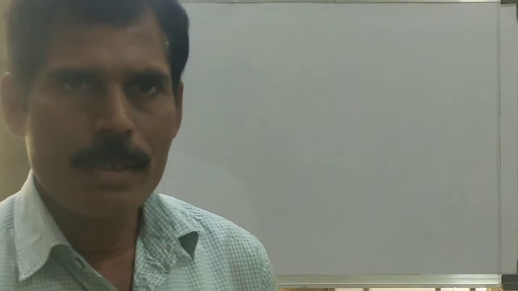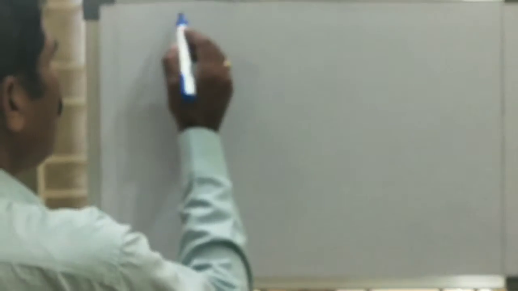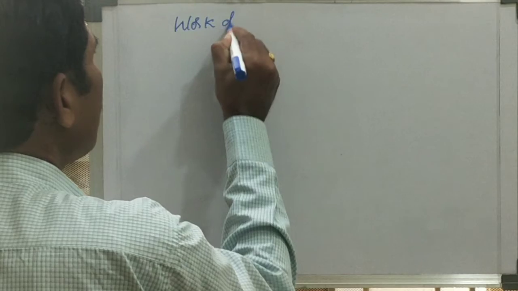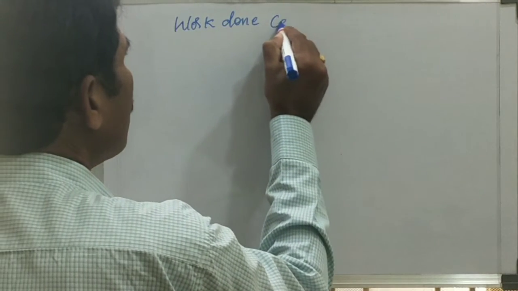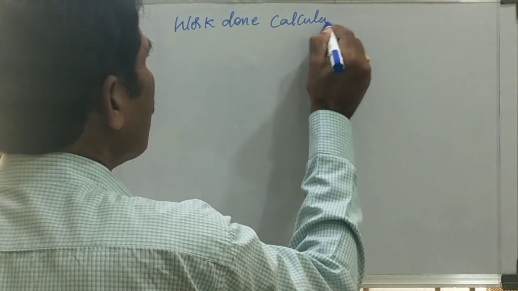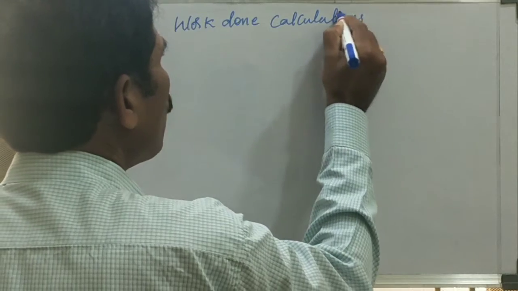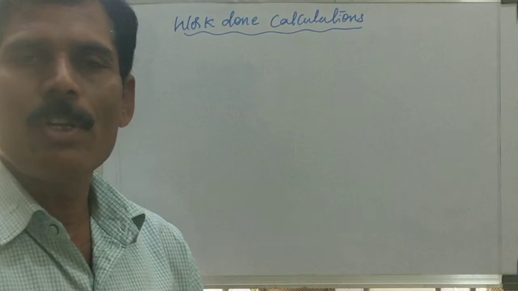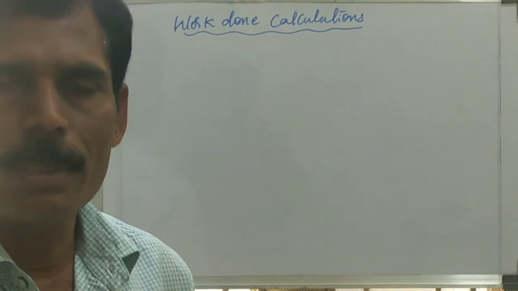Now we are going to see work done calculations, which belongs to thermodynamics. 11th class chemistry is going on for us, right? So now let us see work done calculations. The work done calculations are related to a particular formula.